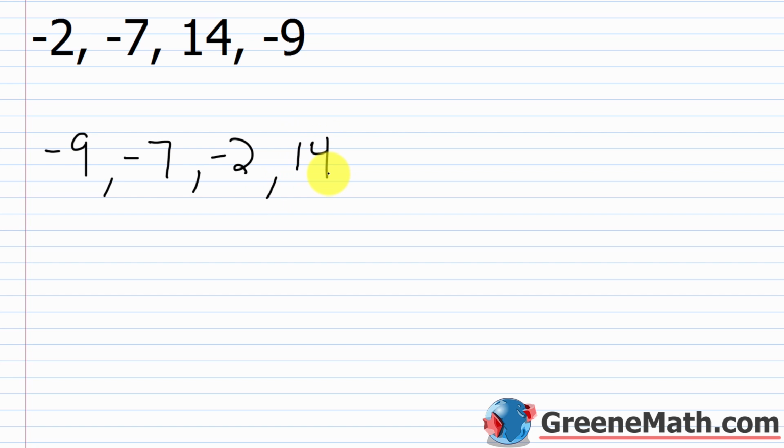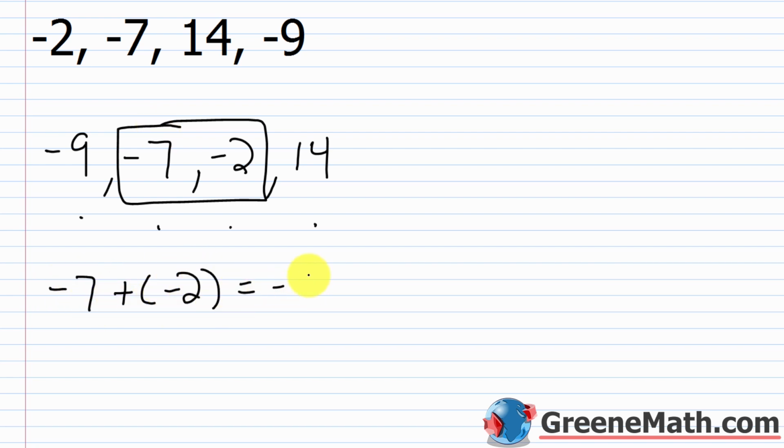Now again, we have an even number of numbers. I have 1, 2, 3, 4 numbers. So I'm just going to take the middle two numbers and average them. What is the average of -7 and -2? Well, -7 plus -2: negative plus negative is negative, and then 7 plus 2 is 9. So -7 plus -2 is -9. Then we would divide -9 by the number of numbers, which is 2.